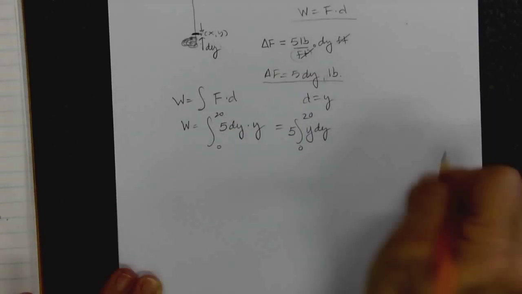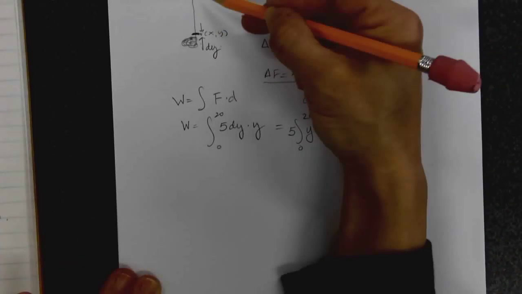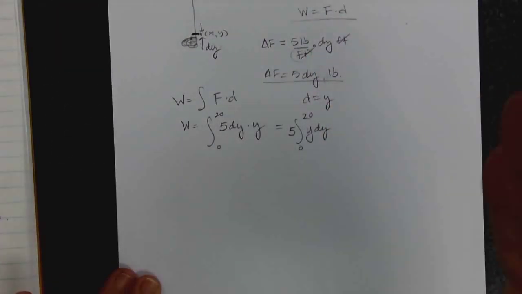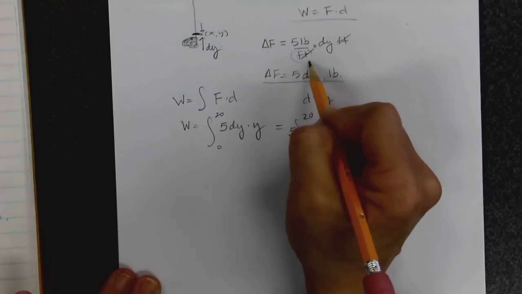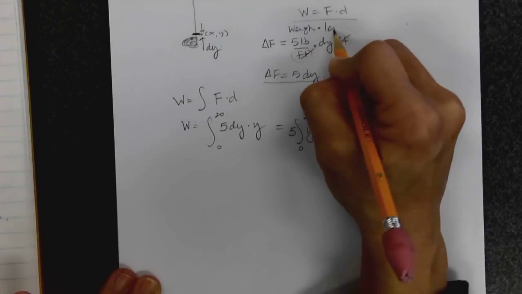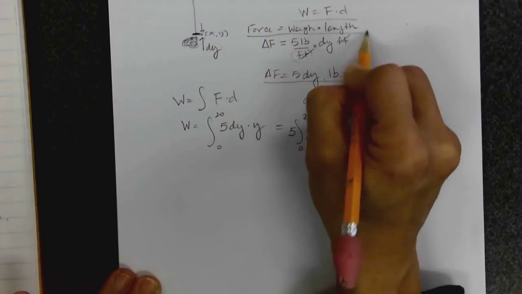Any questions with the lifting of the chain? It's kind of similar to pumping water, except there you're dealing with the weight of the water, and you have to multiply by the volume to get the force. In this case, it's just the length of the chain, and they said the weight of the chain is per length, so to find the force, you multiply the weight by the length. This will be the force.